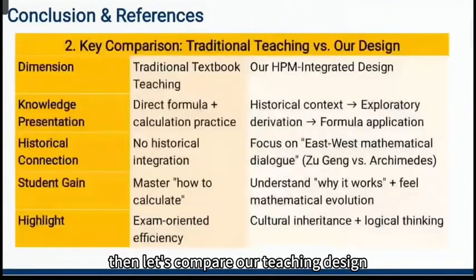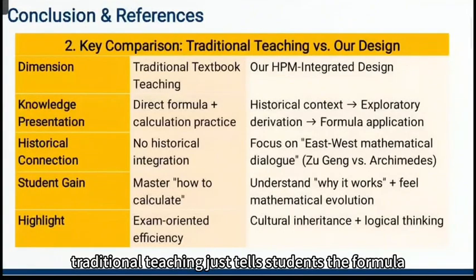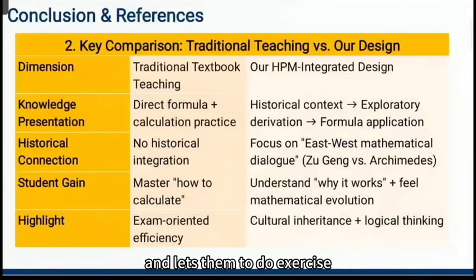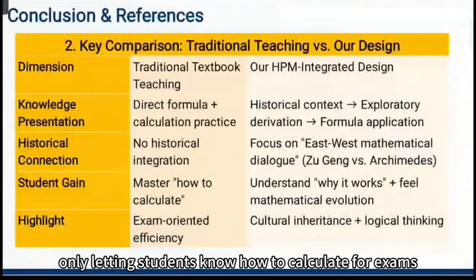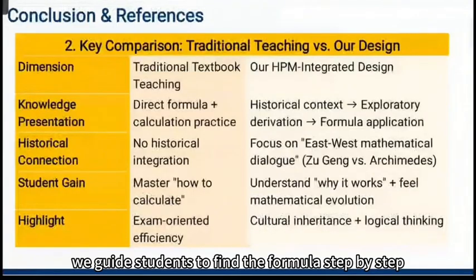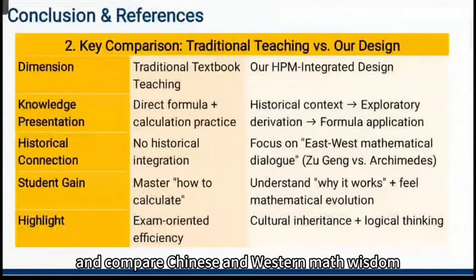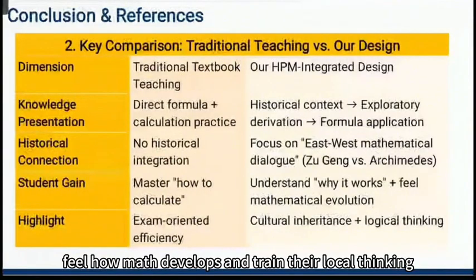Then, let's compare our teaching design with the traditional one. Traditional teaching just tells students the formula and lets them do exercises. It has no mathematical history, only letting students know how to calculate for exams. But our teaching combines math history with teaching. We guide students to find the formula step by step and compare Chinese and Western math wisdom. It helps students understand why the formula is correct, feel how math develops, and train their logical thinking.